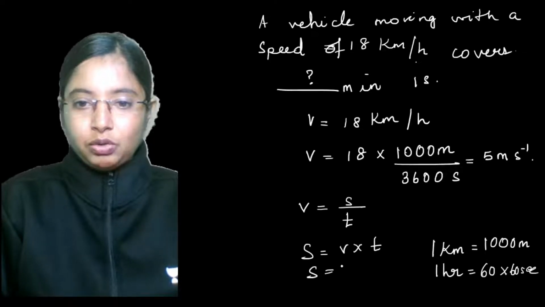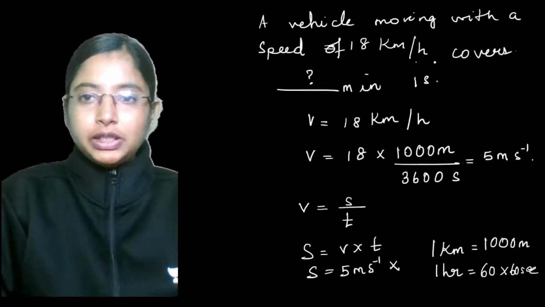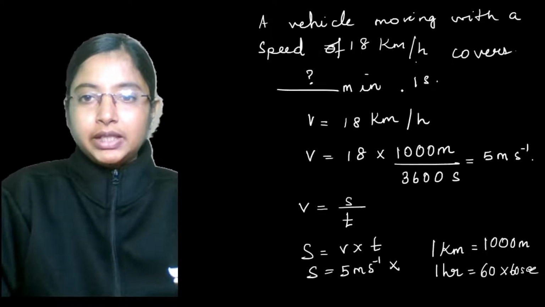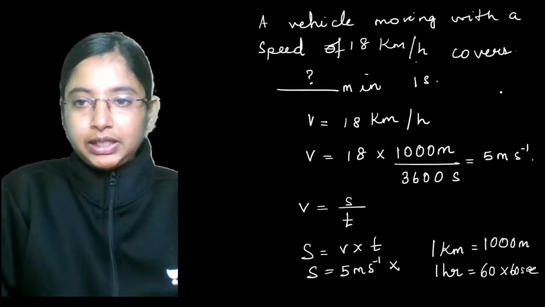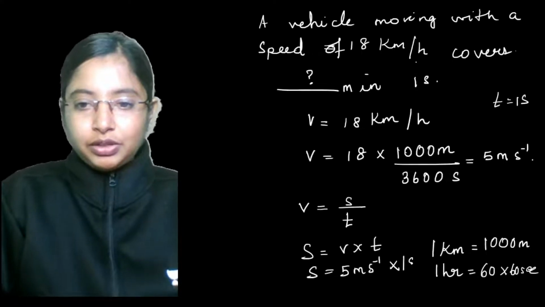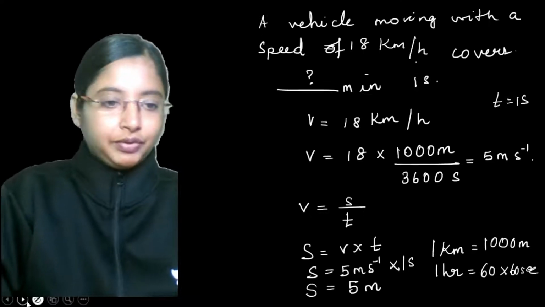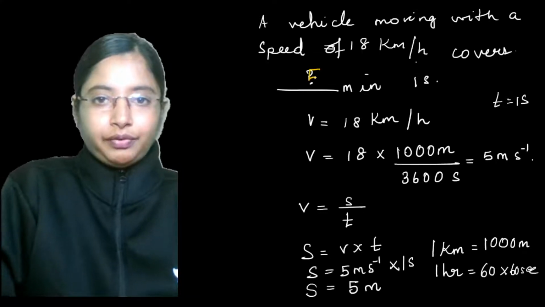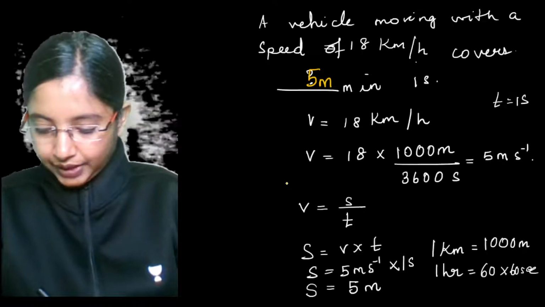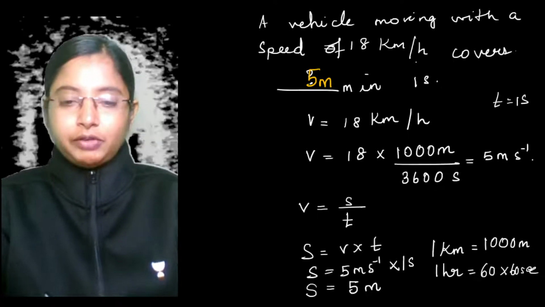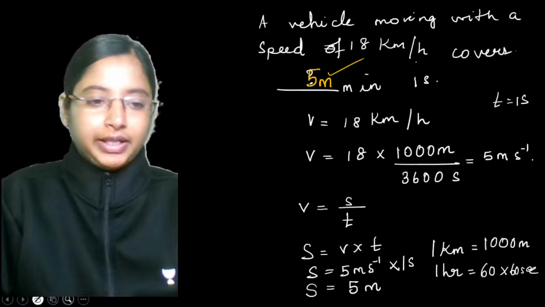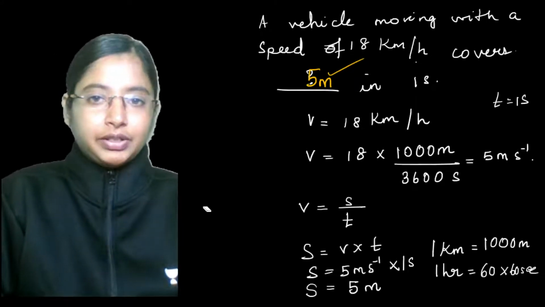So what is velocity? 5 meters per second into time. We wanted how much distance the vehicle covers in 1 second with the speed of 18 km/h, so t here is 1 second. This is given in the question. So the distance covered is nothing but 5 meters. Akshay, the answer being 5, that we are talking about distance, is actually right.